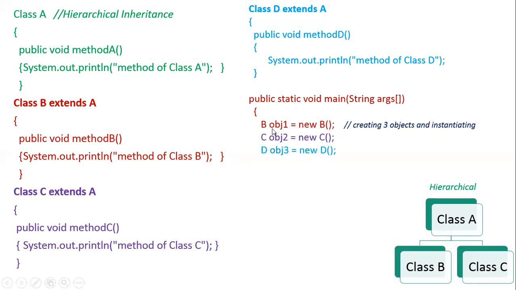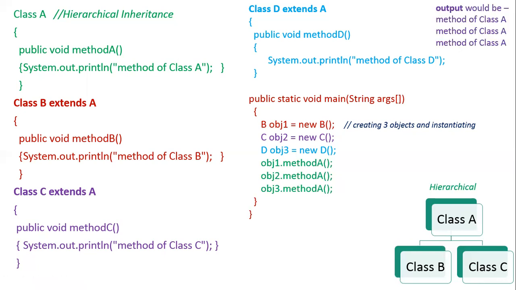We create an object of class B, we create an object of class C, we create an object of class D. Here we can see this class A is a parent of class B, class C and class D, and using the object of class B, C and D we can call the method of class A. So this is an example of hierarchical inheritance, and this will be the output.